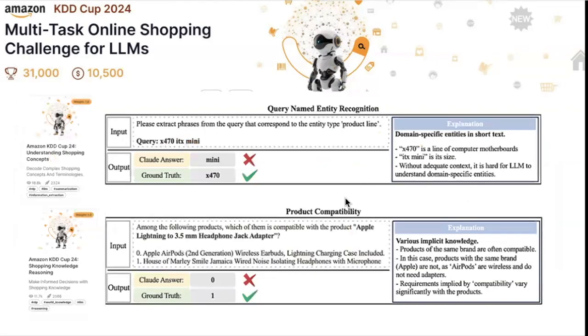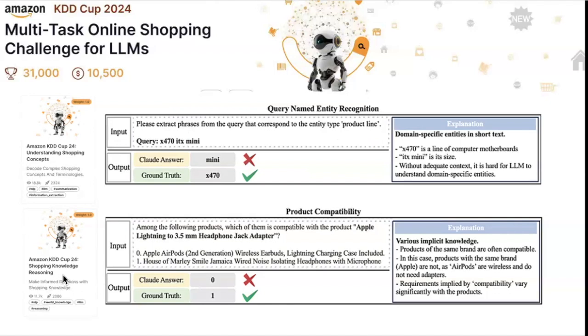Here are some examples of each of the individual tracks. First, the shopping concept. This is more related to named entity recognition, right? For example, the query is this, and then the question to the LLM is to extract phrases from this query that correspond to the entity type product line. So which of these words here corresponds to a product line? The ground truth is X470, right?